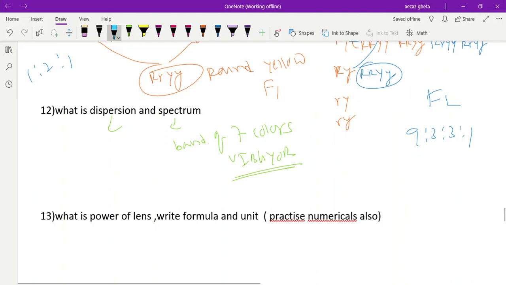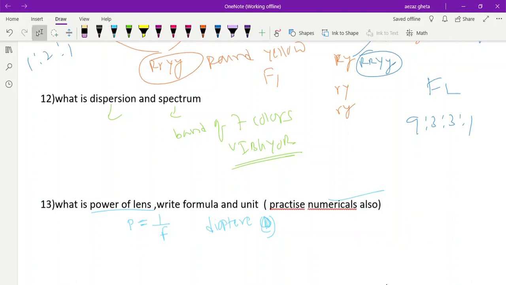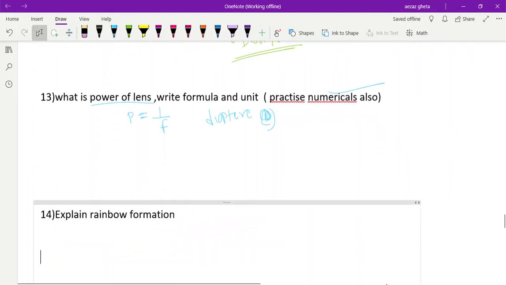What is the power of a lens? Power of a lens is the ability of a lens to converge or diverge the rays of light falling on it. The formula is P = 1/f. The unit is diopter, capital D. Based on that, kindly practice the numericals also. Very easy.